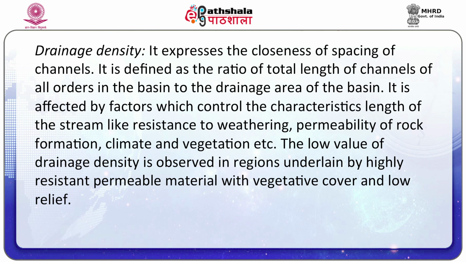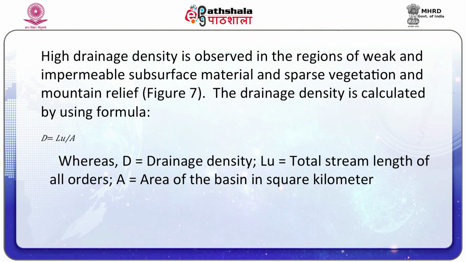It is defined as the ratio of the total length of channels of all orders in the basin to the drainage area of the basin. It is affected by factors which control the characteristic length of the stream, like resistance to weathering, permeability of the rock formation, climate and vegetation, etc. The low value of drainage density is observed in regions underlain by highly resistant, permeable material with vegetative cover and low relief. High drainage density is observed in regions of weak and impermeable subsurface material, sparse vegetation and mountainous relief.